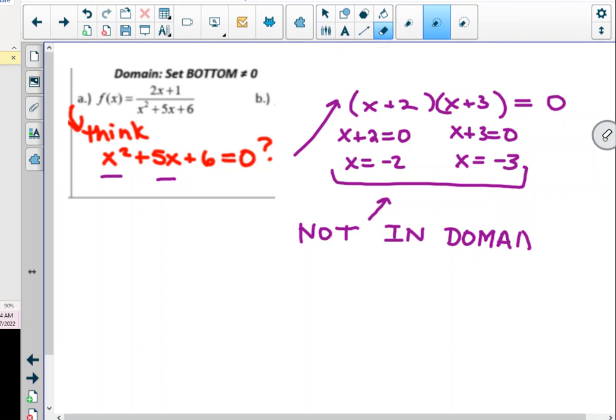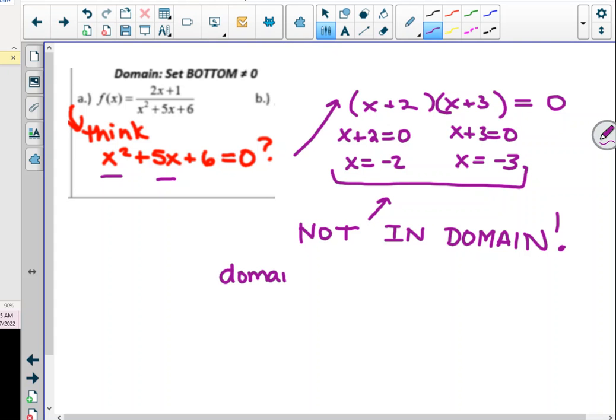So then, what you've got to remember is, why did we do all this? Because we wanted to find out which numbers we're going to kick out of our domain. We're going to exclude these numbers. They can't come to our domain. They don't make this function defined. If I plug in a negative 2, it's going to make a 0 in the denominator. That's not going to make this function work. If I plug in a negative 3 into this function, it's going to make a 0 in the denominator. This function is not going to work.